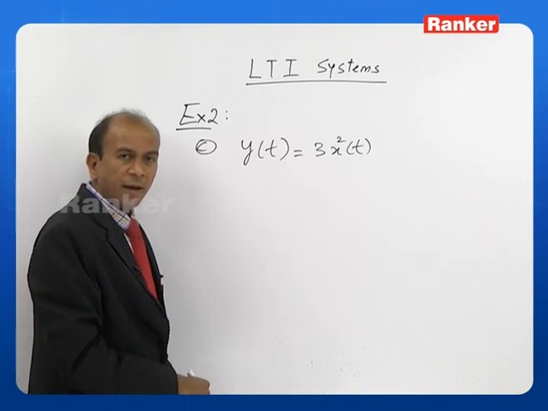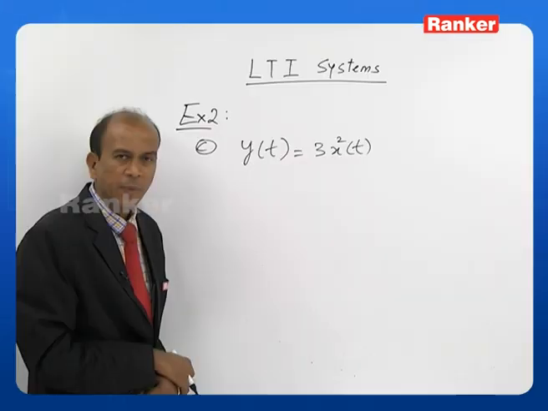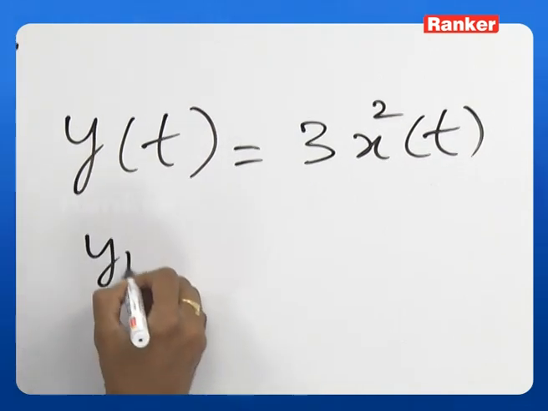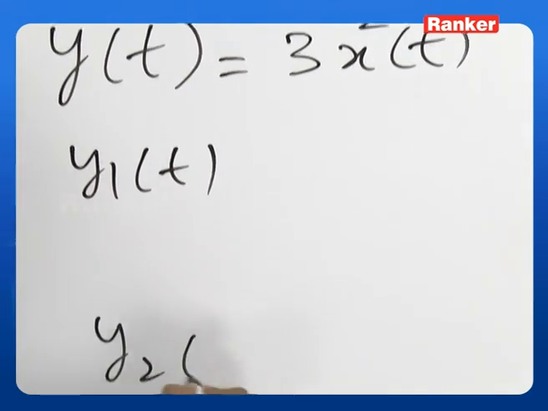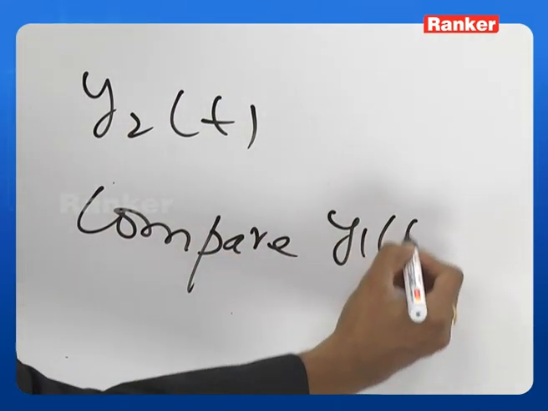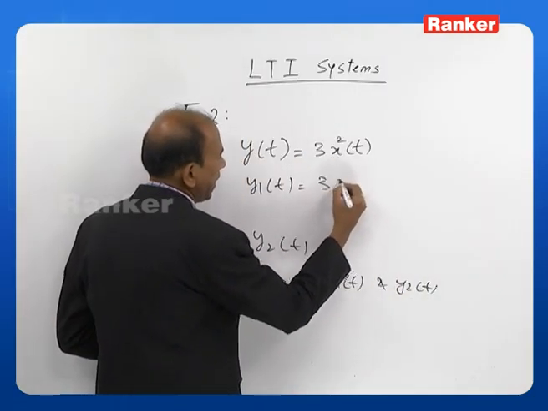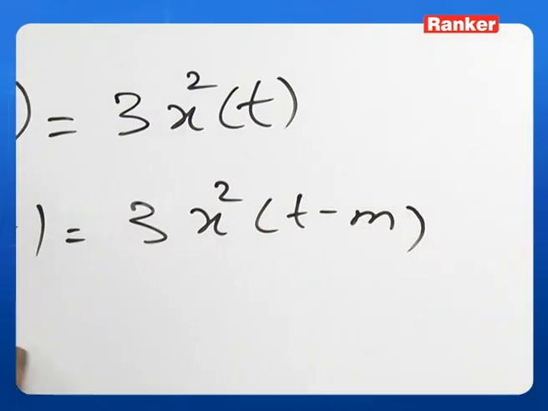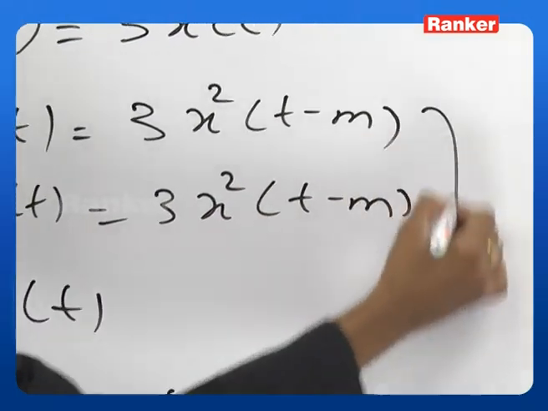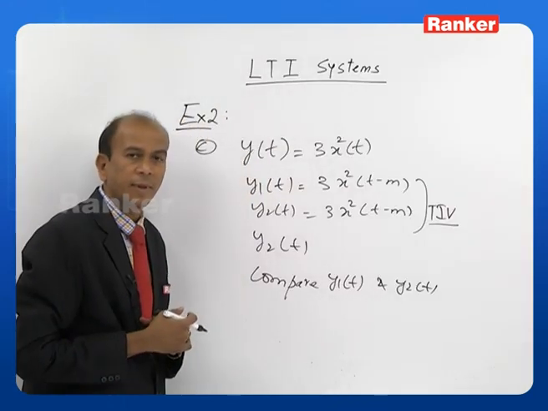Let us see part C of your second example, where y of t is equal to 3 x square of t. Let us calculate y1 of t, then let us calculate y2 of t, then let us compare y1 of t and y2 of t. So y1 of t is 3 x square of t minus m, and y2 of t is also equal to 3 x square of t minus m. So the system is time invariant. So this is the third example.